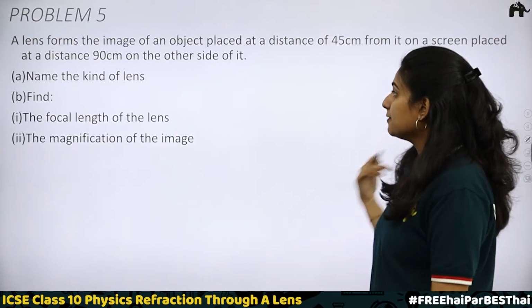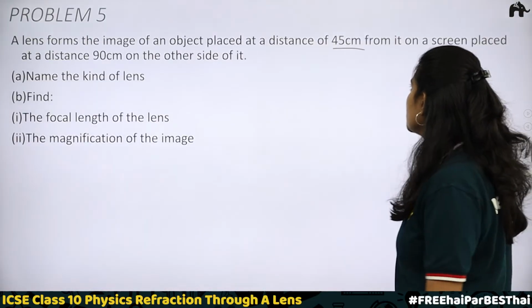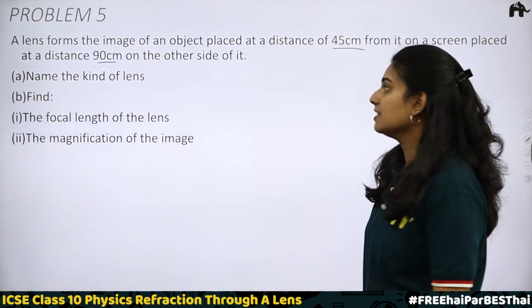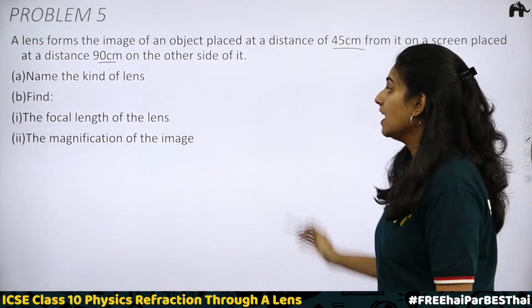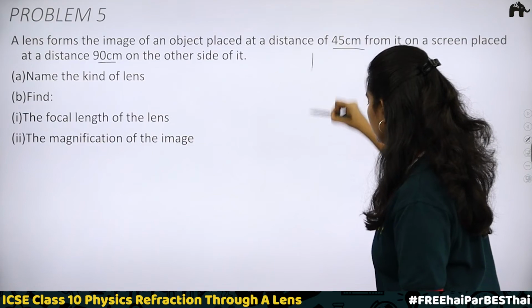Okay. Problem number 5. A lens forms the image of an object placed at a distance of 45 cm from it on a screen placed at a distance 90 cm on the other side of it. A part, name the kind of lens. B part, find the focal length of the lens and the magnification of the image formed.